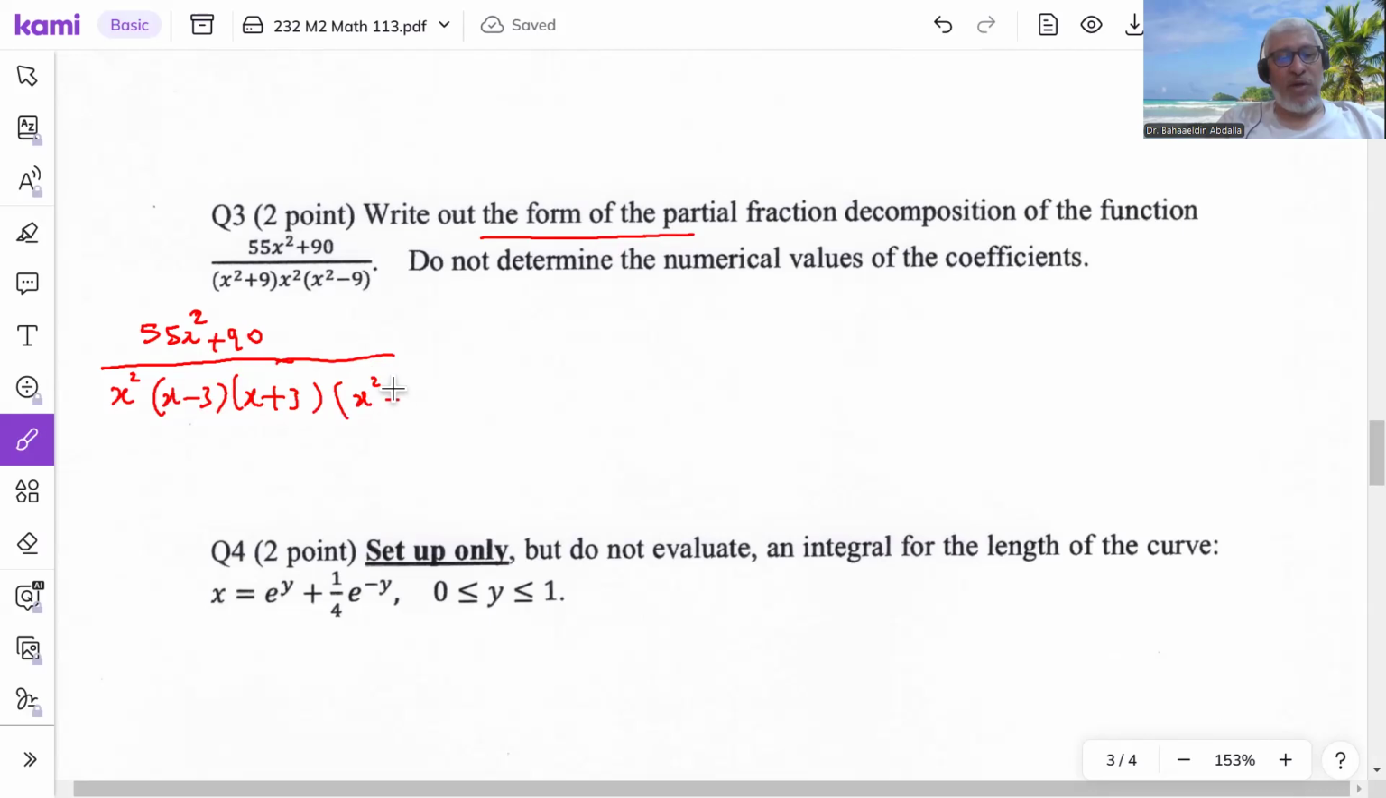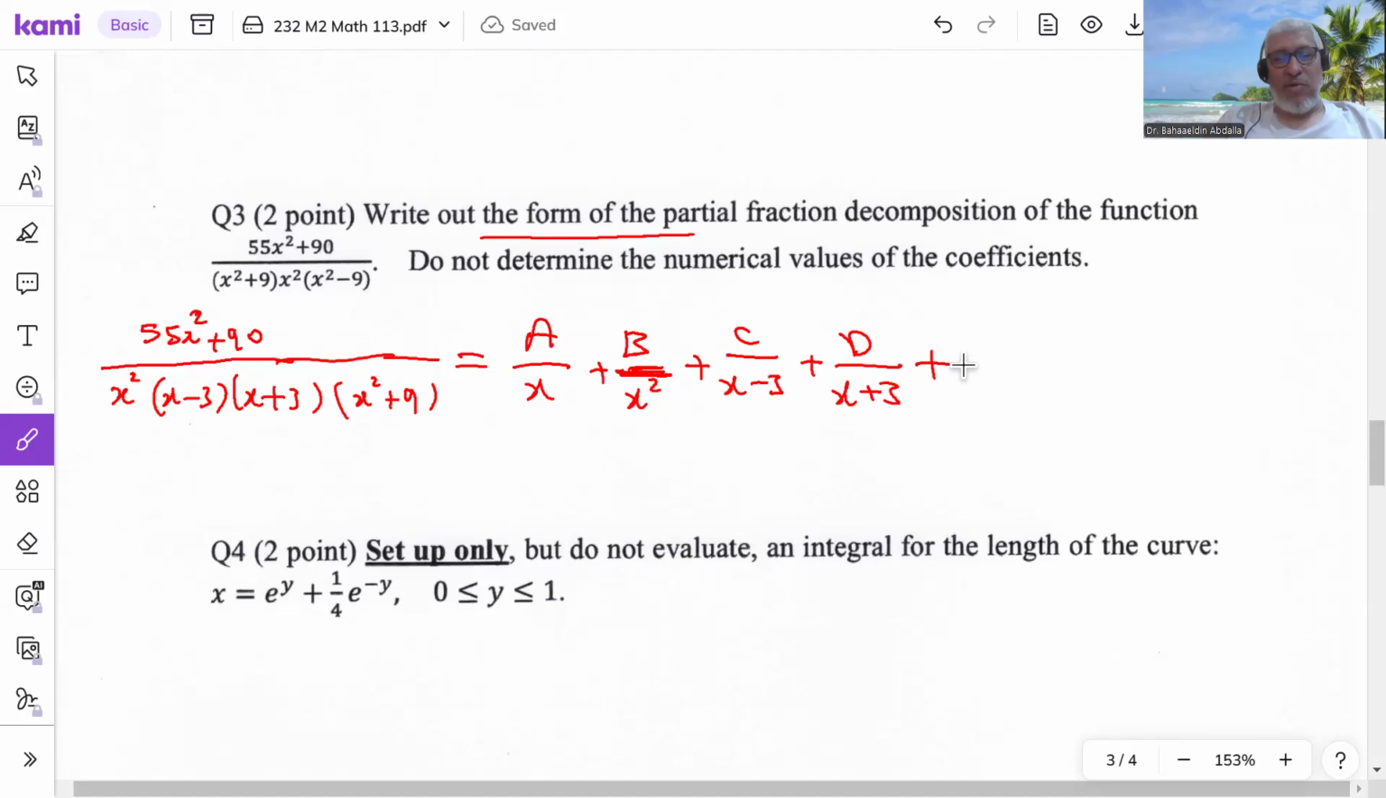And I have x squared plus 9. Well, we cannot factor x squared plus 9. It is an irreducible factor. x squared is a linear factor raised to the power 2. So we write A over x plus B over x squared. When we have power 2, we do like this. And we have x minus 3. This is a linear factor. And x plus 3, this is a linear factor. And for the irreducible quadratic, we use Ex plus F, for example. This should be linear now, not just a constant.